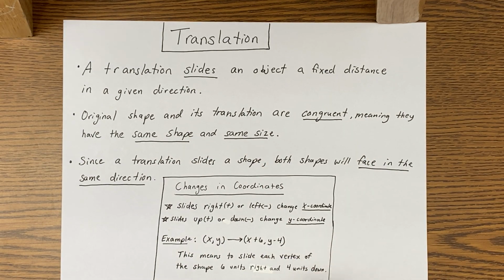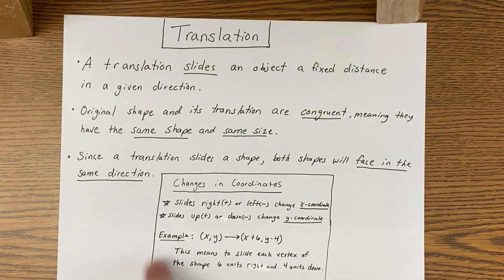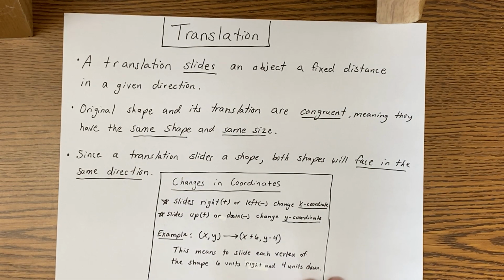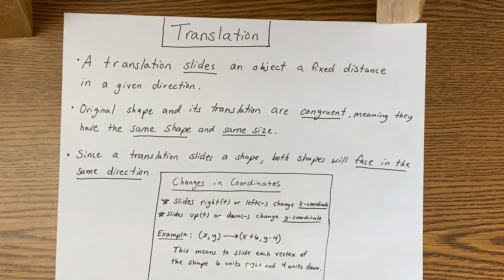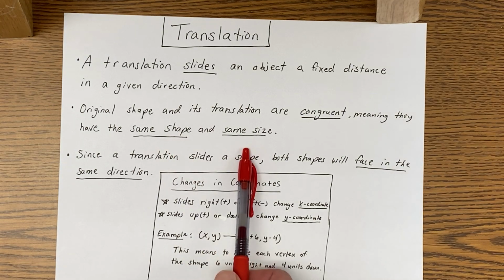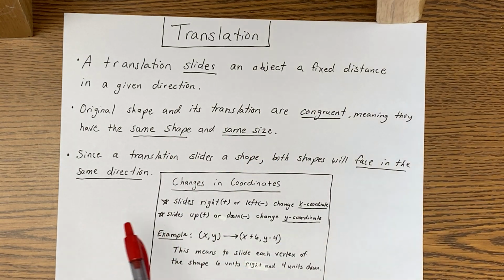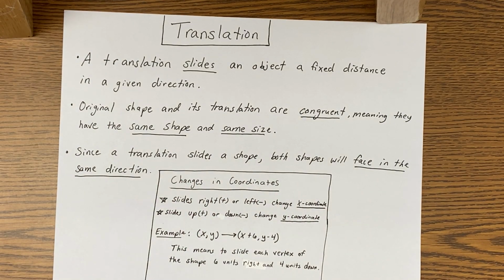So when we do a translation, the shape does not change shape. It does not get bigger or smaller. Since a translation slides a shape, both shapes will face in the same direction. So we're going to talk about a couple other transformations that are congruent, which means they stay the same shape and the same size. But the difference here is that a translation faces in the same direction. Okay, so that's a key part to identify if a transformation was a translation. So we're going to look at some examples in just a minute in terms of actually sliding the shapes.